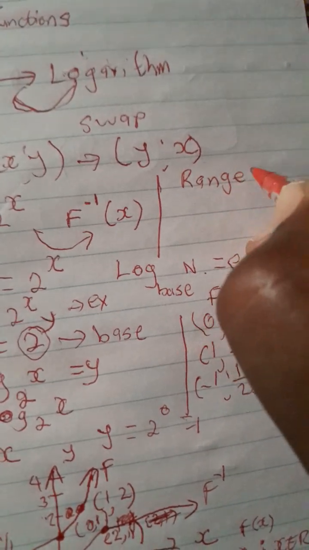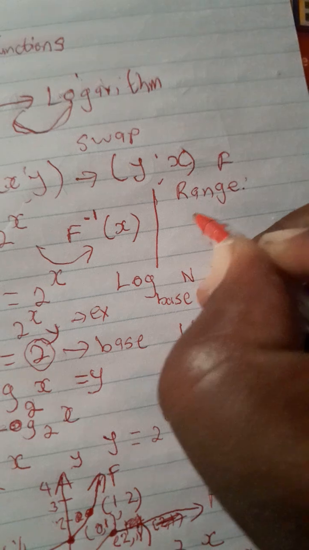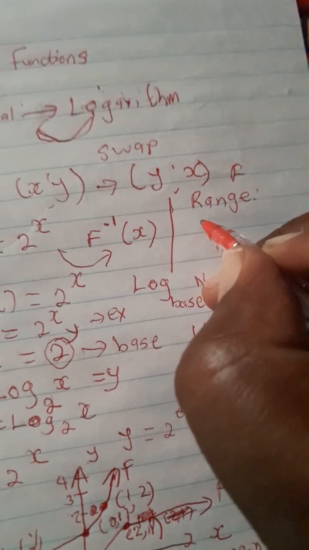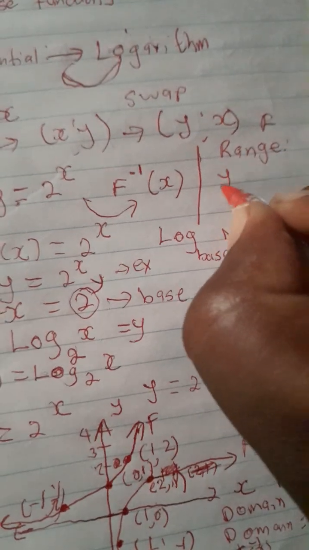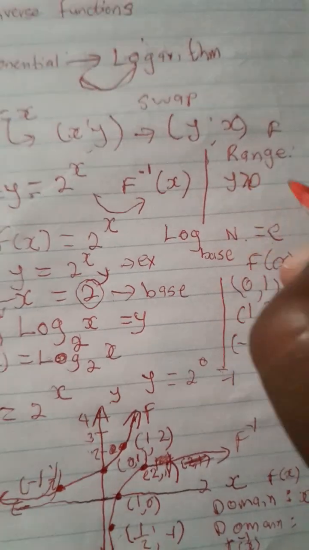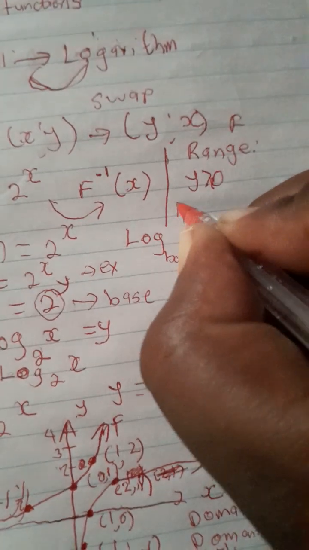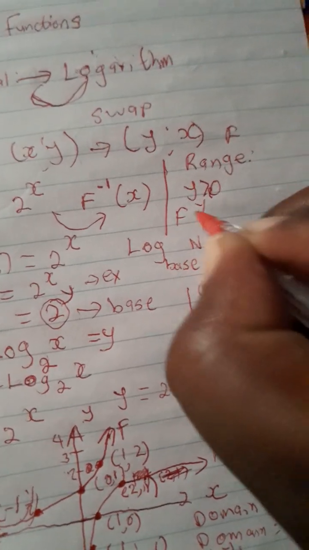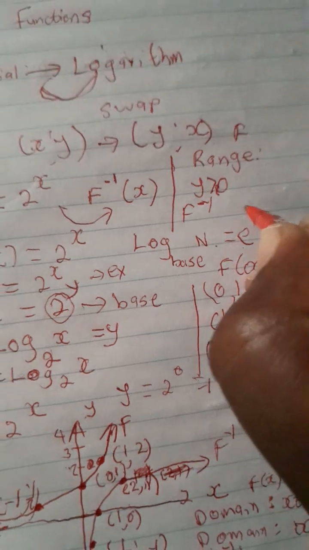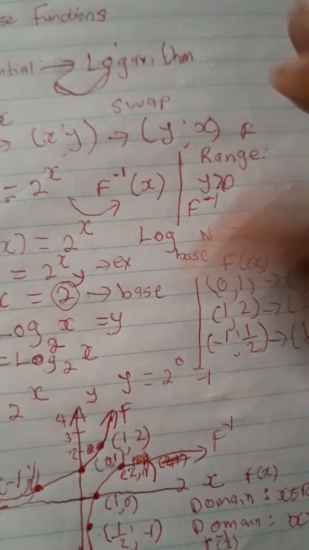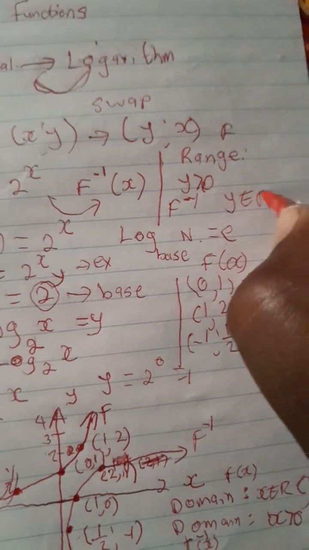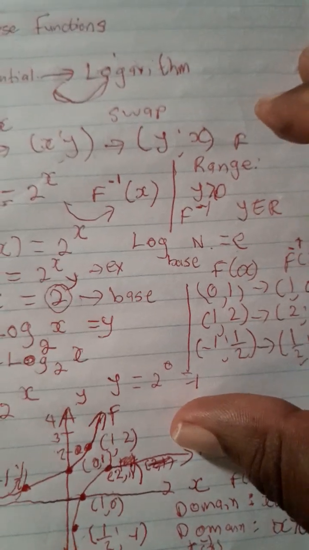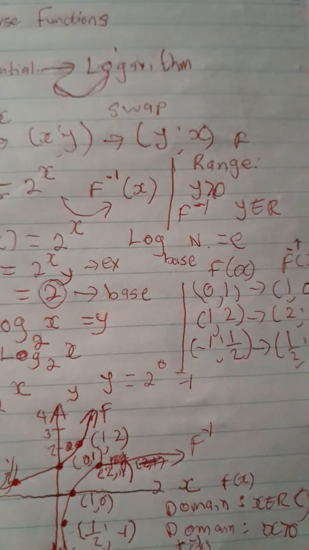What about the range of the graph of f, the original graph? For this graph, we can see that the range will be y is greater than 0. Then what about the range of an inverse, f to the power of negative 1? The range of an inverse, we are going to say y is an element of real numbers, or you could say negative infinity to infinity.